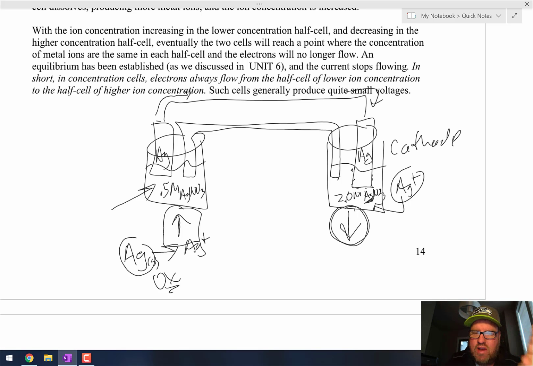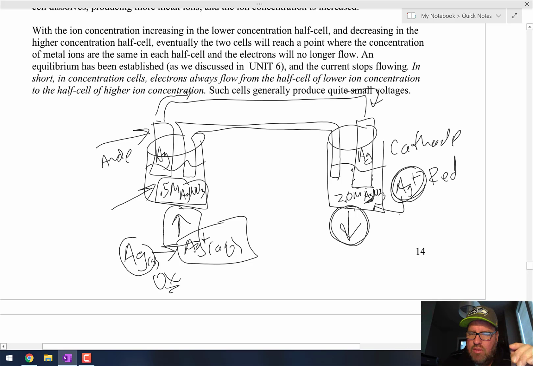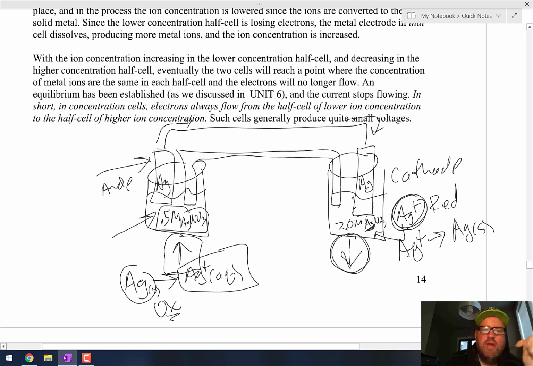So the key is to understand, first of all, that electrons aren't part of the concentrations or the masses. The electrons just flow from the anode to the cathode. On the anode side, we have to increase the concentration, and we do that by the silver metal being oxidized to silver ions that are now in the solution. On the cathode side, the silver ions in the solution must plate onto the silver metal in the reduction process where Ag+ becomes solid Ag. And at that point, that concentration is going to start to go down. So in concentration cells, electrons always flow from the half cell of lower ion concentration to the half cell of higher ion concentration.